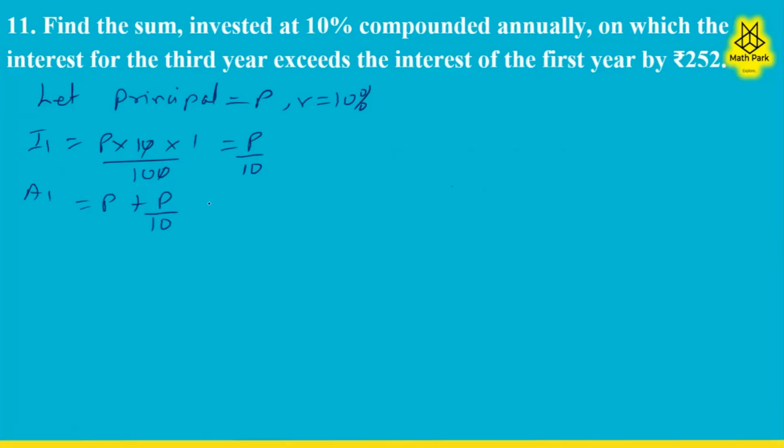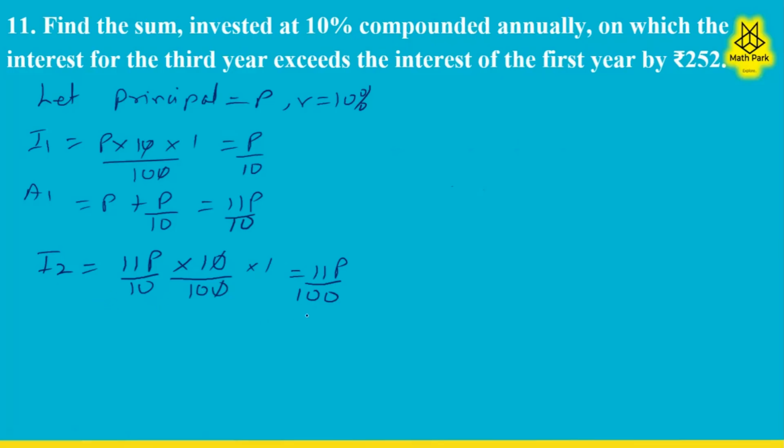So 10 plus 1, 11, which is going to be 11P upon 10. Now the interest for the first year was P by 10. Remember. Then you have to find the interest for the second year, where the principal is going to be 11P upon 10, into 10 and the whole upon 100 into 1. So we get it as 11P upon 100. So this is the interest for the second year.